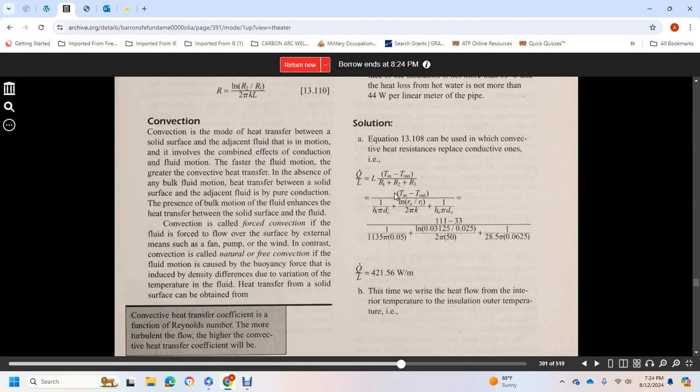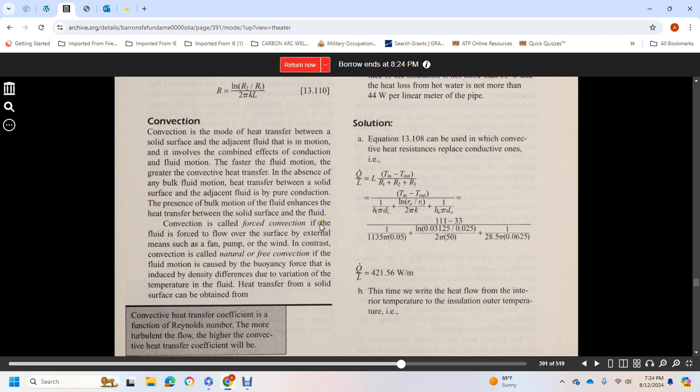Convection is the mode of heat transfer between a solid surface and the adjacent fluid in motion, involving the combined effects of conduction and fluid motion. The faster the fluid motion, the greater the convection heat transfer. In the absence of any bulk fluid motion, the heat transfer between the solid surface and the adjacent fluid is pure conduction. The presence of bulk fluid motion enhances the heat transfer between solid surfaces and fluids.